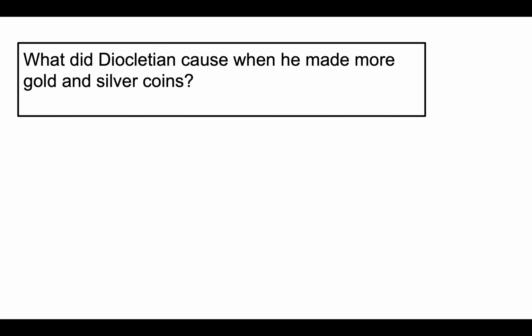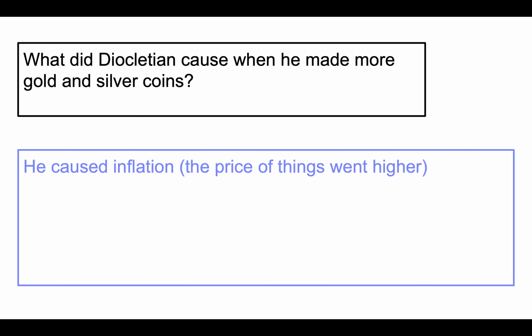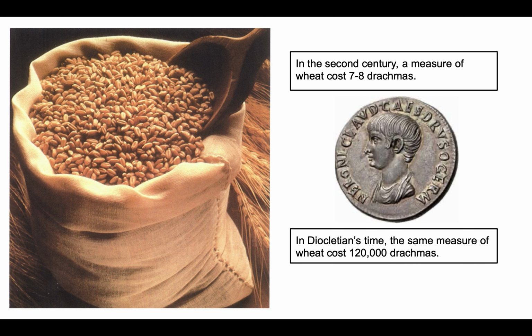Here we go. What did Diocletian cause when he made more gold and silver coins? What's that called? It's called inflation. All right, inflation. I want you to learn a little bit about inflation. It's good to learn some stuff about how the economy works when you're studying history, because so many things in history have to do with money. So many decisions that people make have to do with money.